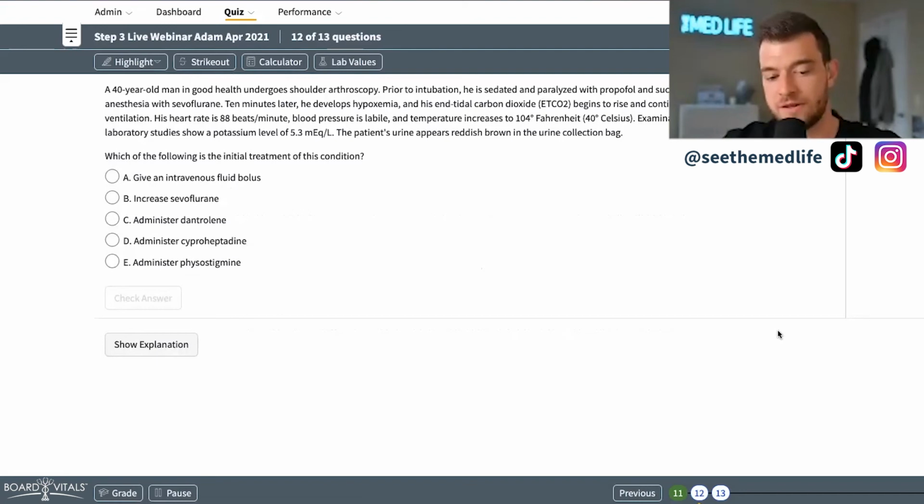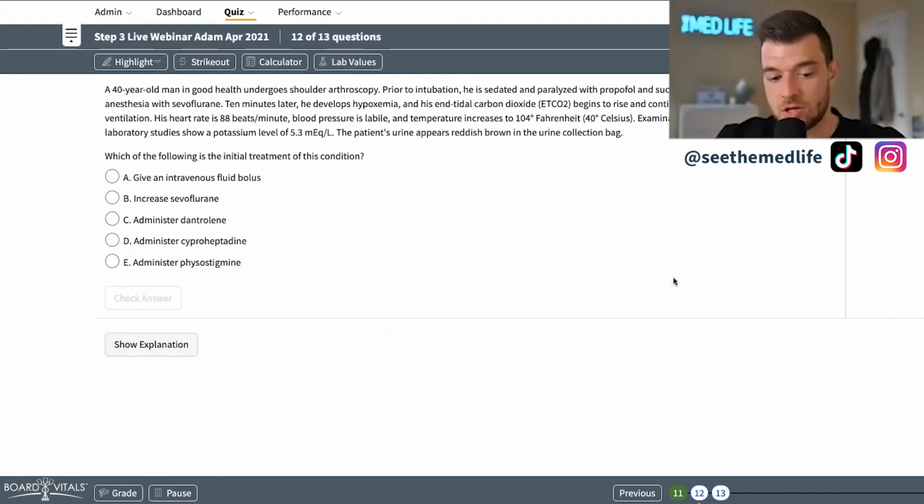Okay. Which of the following is the initial treatment of this condition? Give an intravenous fluid bolus, increase sevoflurane, administer dantrolene, administer cyproheptadine, administer physostigmine. So I always thought this was a cool condition as a medical student. Just reading those choices, I can tell you what it's probably going to be about, but let's read the stem.